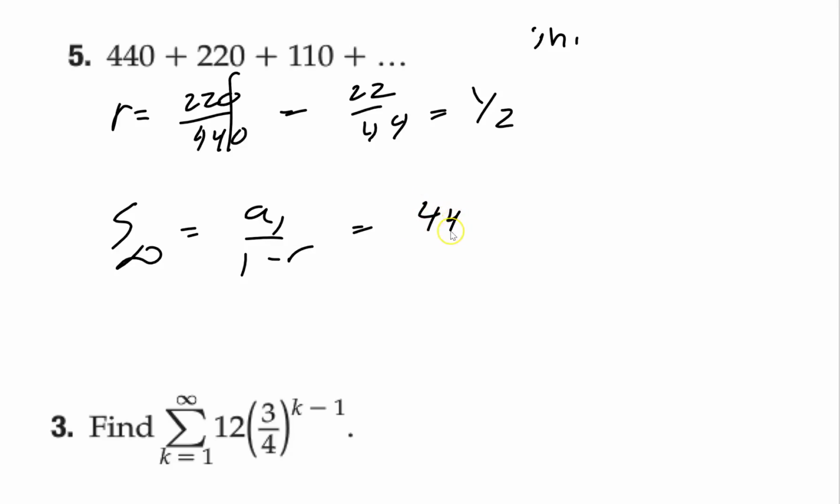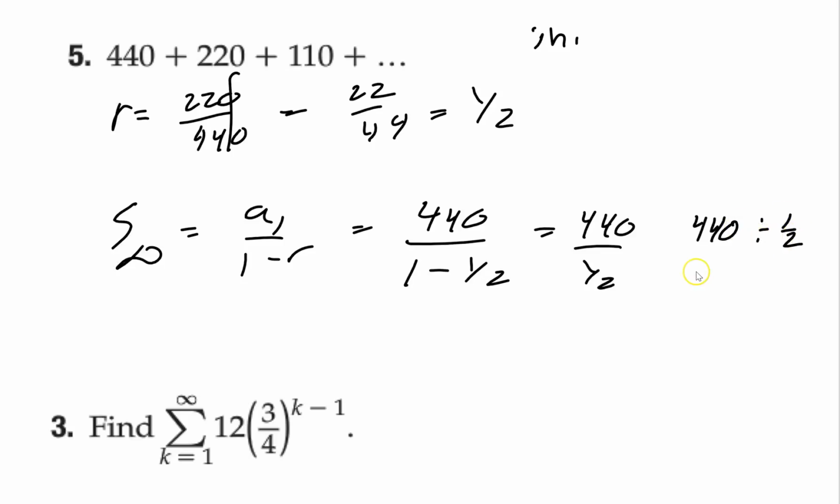I get 440 over 1 minus 1/2. So it's 440 over 1/2. So 440 divided by 1/2, which means multiply by the reciprocal, which is 880. That's all it is, right?